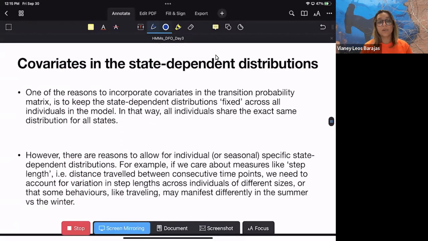And now we can also incorporate covariates in state-dependent distributions. And one of the reasons to do so can be to allow for individual or seasonal specific state-dependent distributions. For example, if we care about measures like step length, like horizontal distance traveled, we might need to account for variation in step lengths across individuals of different sizes, or that some behaviors like traveling may manifest differently in the summer versus the winter. So this has been done in a few papers.